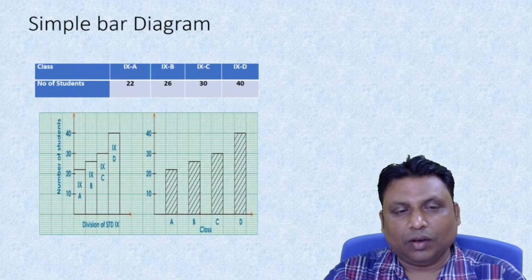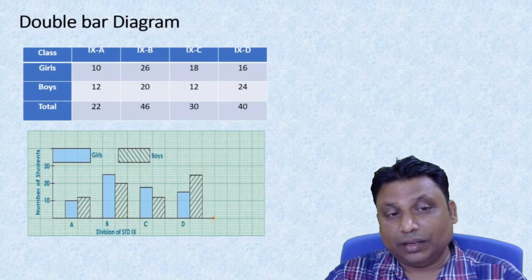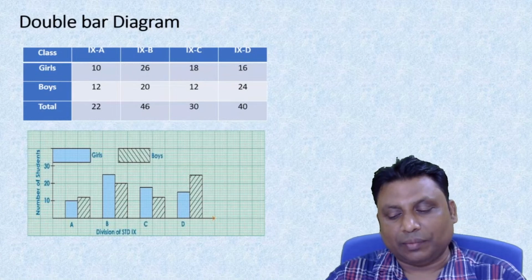In the first example, only one data set is given, but in this example two data sets are given. So in this case, it is called the double bar diagram.